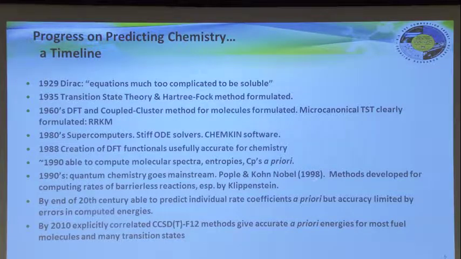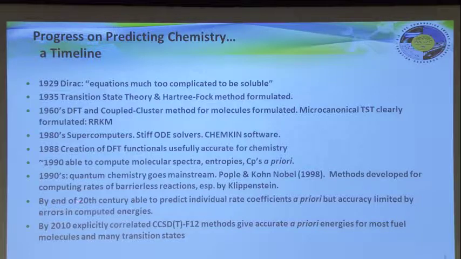The Nobel Prize was granted to Pople and Kohn for their work towards developing quantum chemistry. And then Klippenstein and some other people developed methods for computing the rates of barriers of reactions. And if you want to hear about that, you should take the advanced class with Dr. Klippenstein. So this transition state theory is for reactions over barriers. And he developed a method of how to do it if there's no barriers.